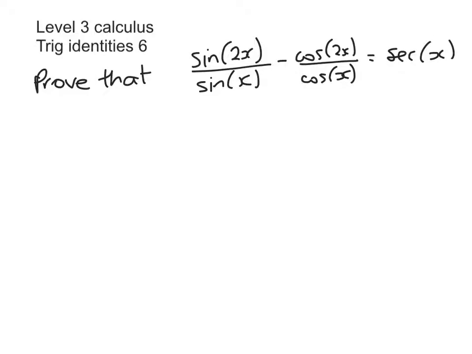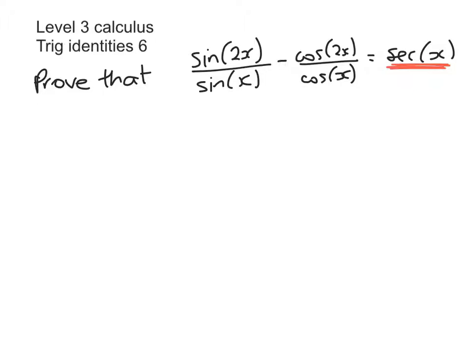This is a trig identity proof that's going to use the double angle formulae. Just before we start, we want to have a look at the right hand side to see where we're trying to get to. We want to end up with sec of x, which is of course 1 over cos of x. So just keep that in mind.